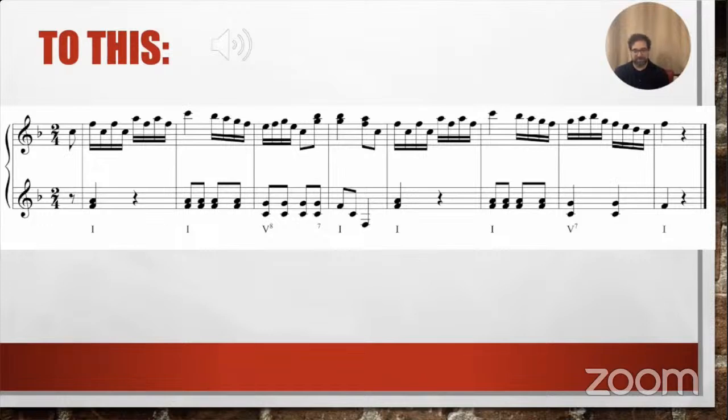And that's it. That's how you take the species and apply it. It's just one of the many techniques you can learn from counterpoint.